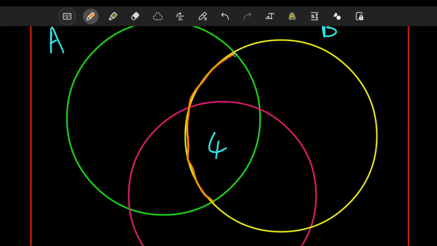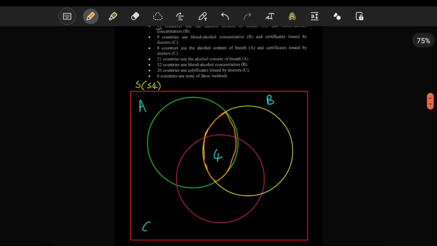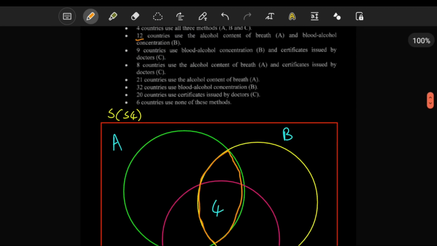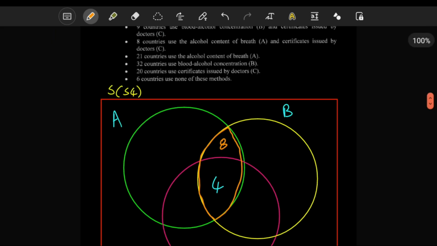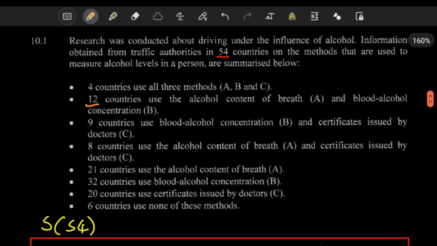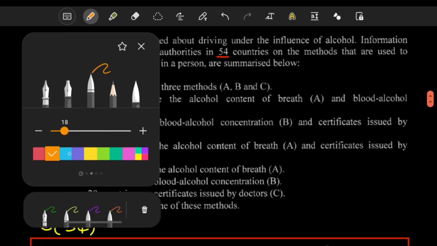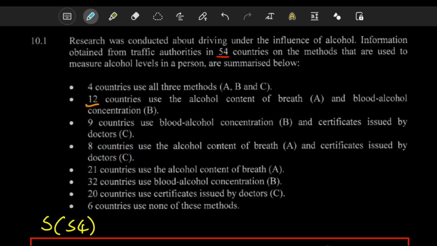And then there's this portion here of A. If they say that 12 countries use A and B, it means that these two here add up to 12. Meaning that 12 minus the 4 here should give you 8, because 8 plus the 4 should give you 12. You must know that. So you have just gotten insight on that.